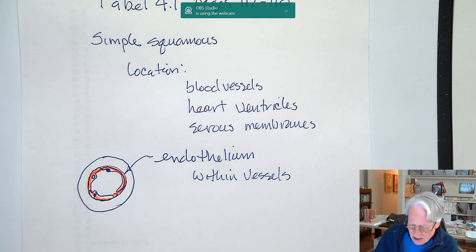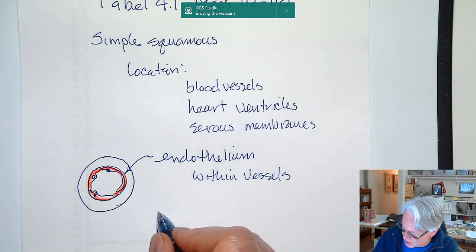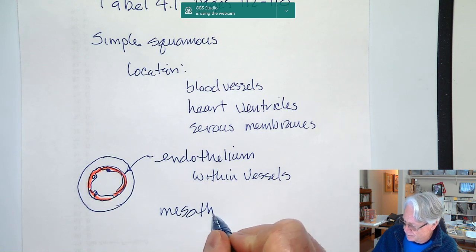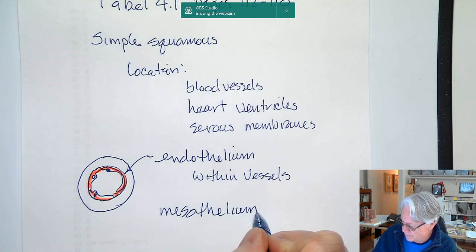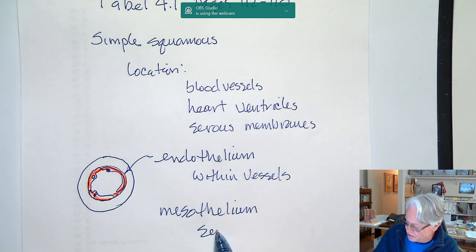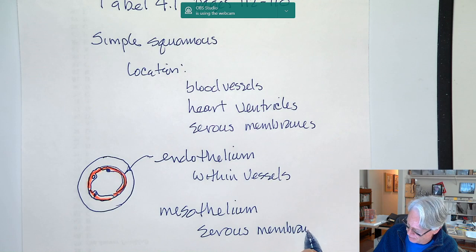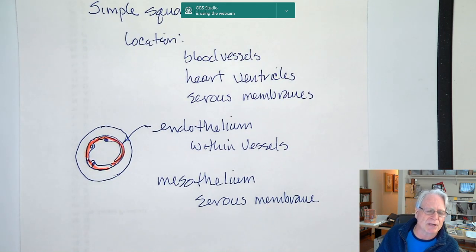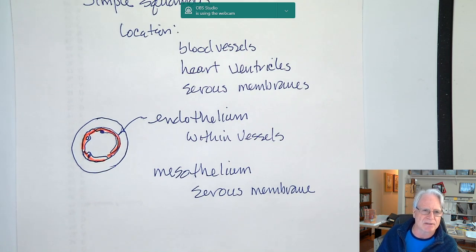All right. The other term you'll often see is mesothelium. And here, primarily what you'll see that associated with is the serous membranes. So this will be lining body cavities, such as the abdominopelvic cavity. And that terminology, mesothelium, is often used when you look at those cells.